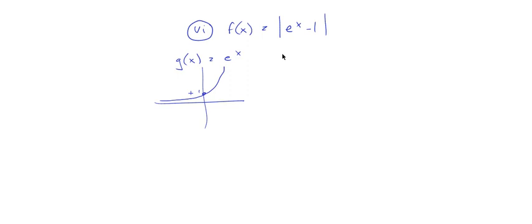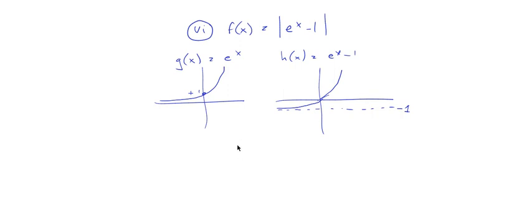Now if you have h of x, which is e to the x minus 1, then this is the same thing but shifted downwards, minus 1. And now the crossing point with the x-axis will be at 0. If you see, e to the 0 is 1, minus 1 is 0. And this thing has a horizontal asymptote at minus 1. So this is e to the x minus 1.